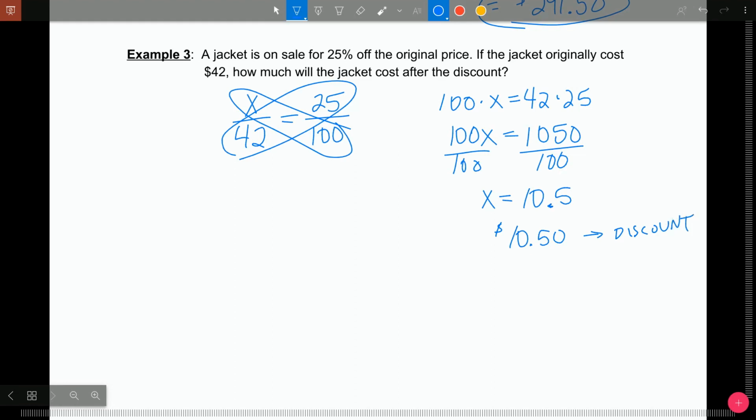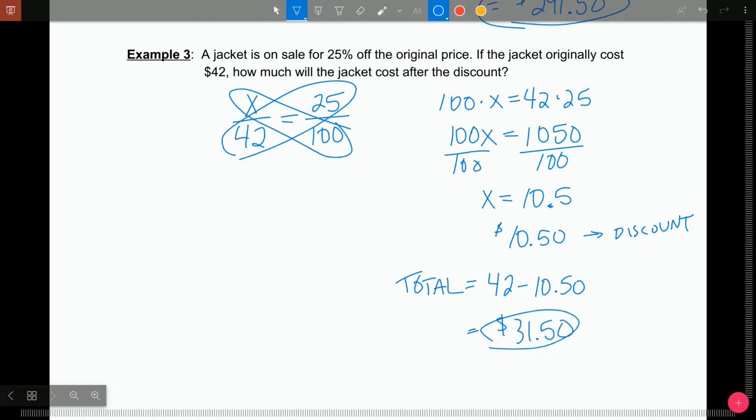So with taxes and tips, we always add the cost to the end because that's going to be an additional cost on top of what the original cost was of our item. For discounts, you're going to be subtracting since it's on sale. You're going to pay less for that item. So here, to find our total cost, instead of adding, we're going to want to subtract our original cost minus our discount. So we're taking $42 minus $10.50. And we're going to get a sale price or a total final cost of $31.50.